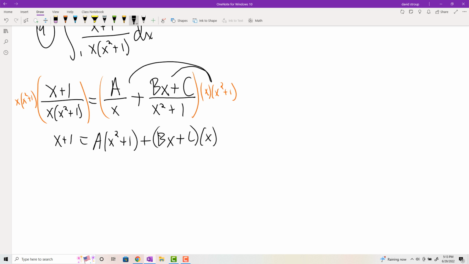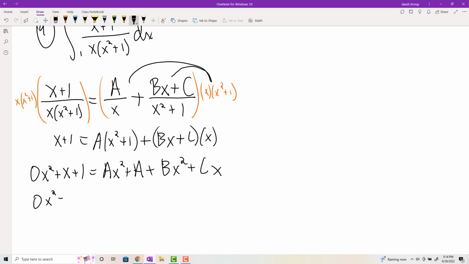So on the left, if you need a placeholder for x squared, you can put 0x squared and then plus x plus 1. On the right, I'm going to go ahead and multiply everything out. So I get ax squared plus a plus bx squared plus cx. If you want to group like terms together and make it easier, you can do that. So I'd have ax squared plus bx squared plus cx plus a. And then start equating coefficients, right? So the x squared portion here, you can rewrite it if you want, a plus b x squared.